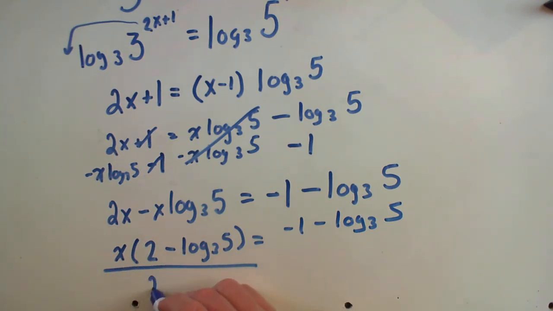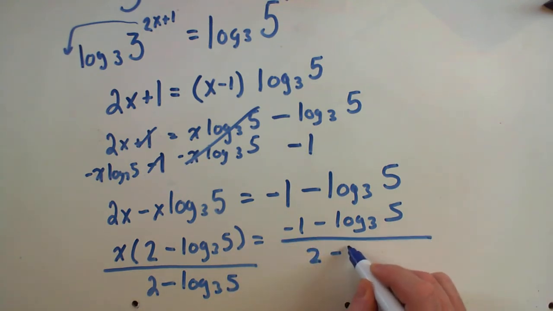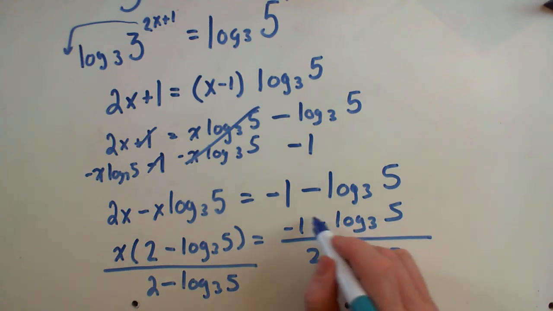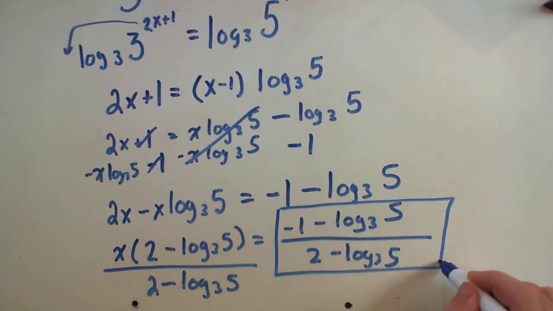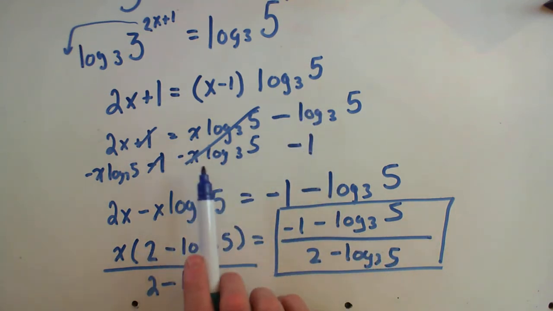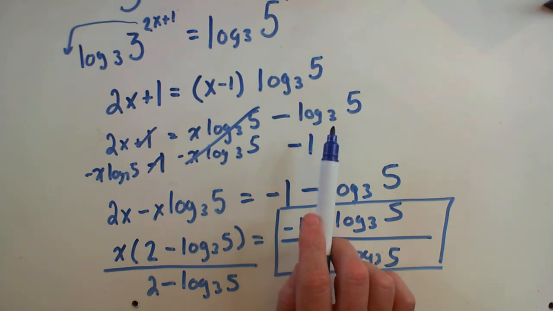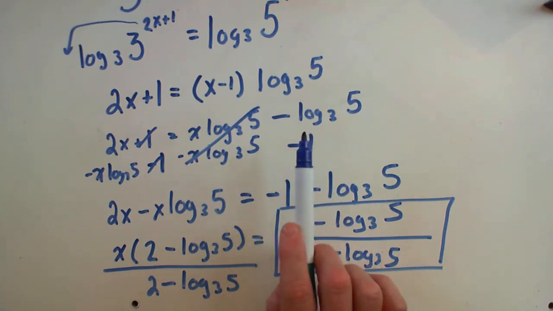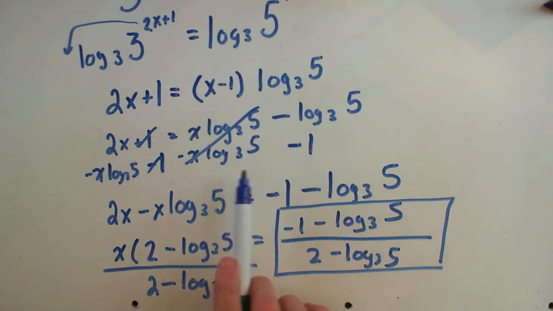Divide both sides by 2 minus log base 3 of 5, so x equals (negative 1 minus log base 3 of 5) divided by (2 minus log base 3 of 5), and that is your final answer. So notice as we went through, this log base 3 of 5 that showed up just kind of stuck around. We used it just like it was an x, just like it was a y, just like it was any other number, adding and subtracting it on both sides, factoring. But in the end, that's about as hard a problem of exponential functioning as you're going to get.